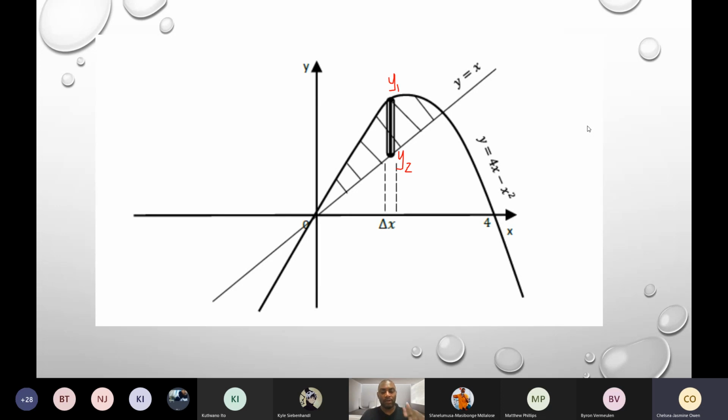Yes. And if you can see, if my limits are on the y-axis, then x1 is on the right and x2 is on the left. Okay, that makes sense.